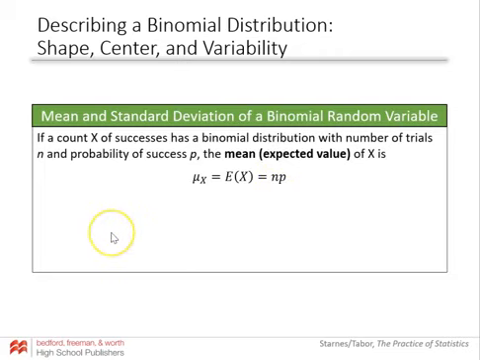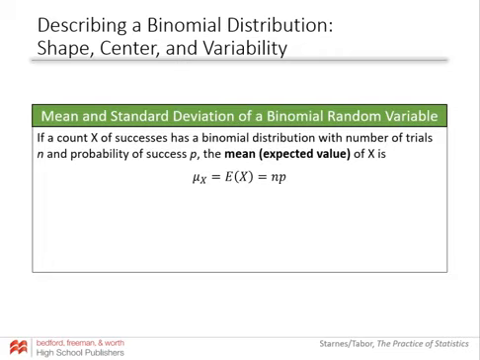So if you think about it, like if you were going to flip a coin 10 times, how many times would you expect to get tails? Well, 10 times 0.5 would be 5. So we would expect 5 times we would get tails. Doesn't mean it would happen exactly every time, but that would be the average number.